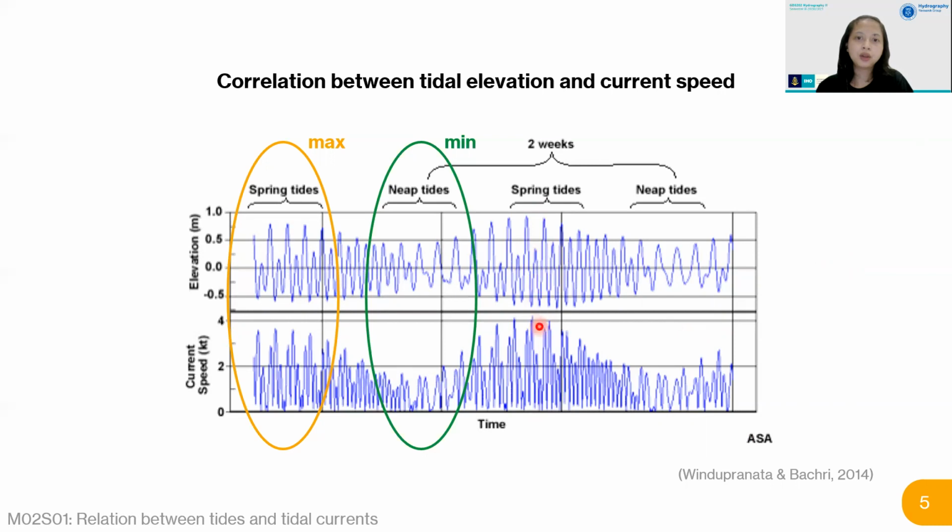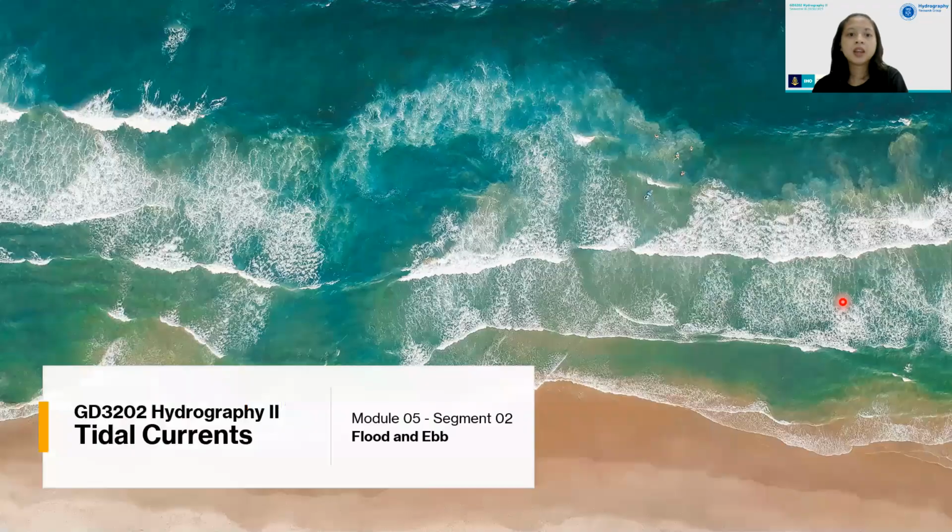And you can see the correlation here. So when you've got more difference in the water level, then of course you will have more current speed because there's a lot more water that is moved from one place to another at spring tide compared to when you've got neap tides.